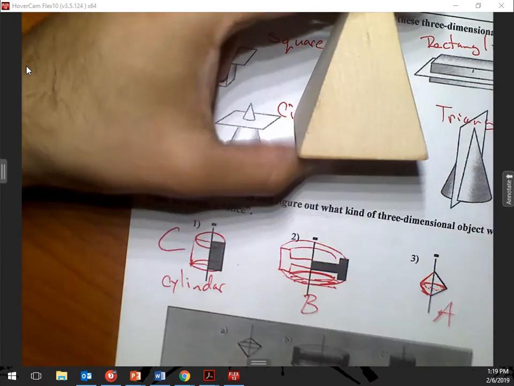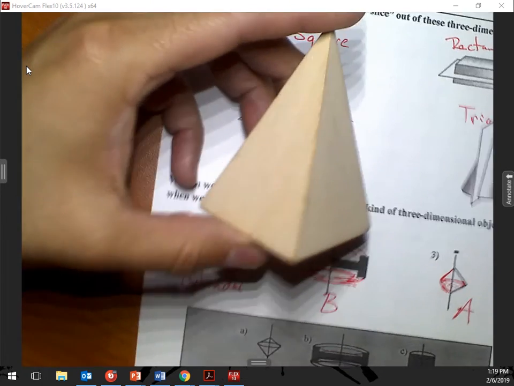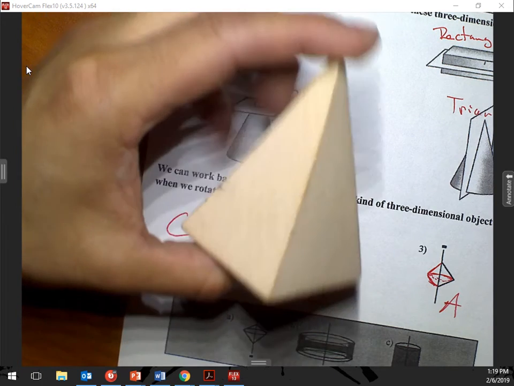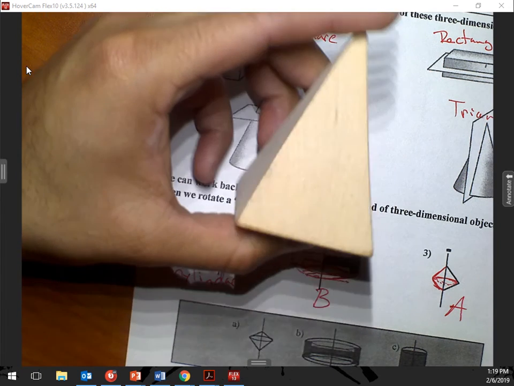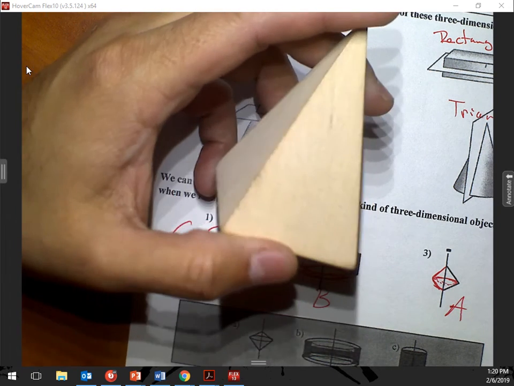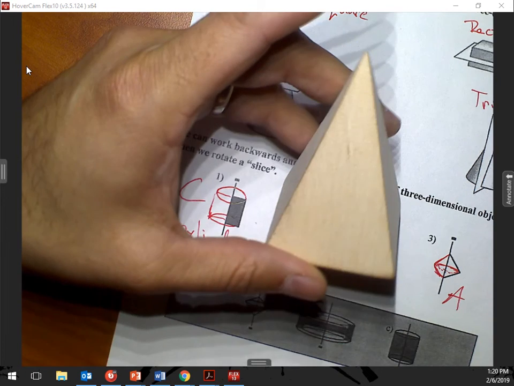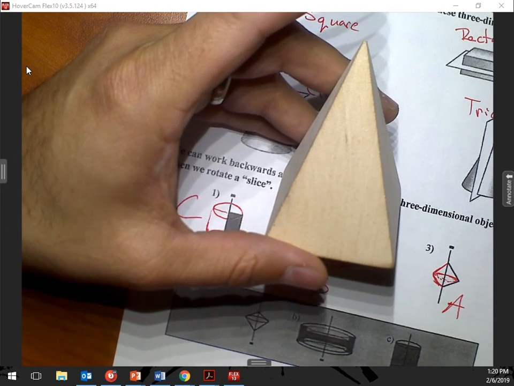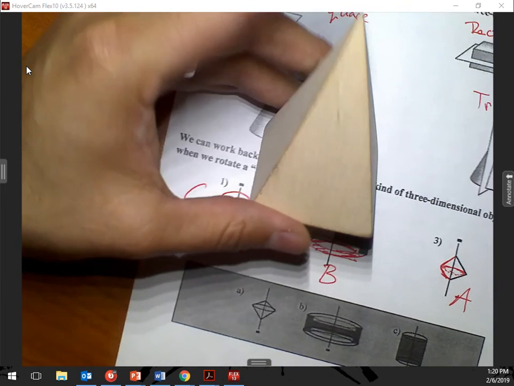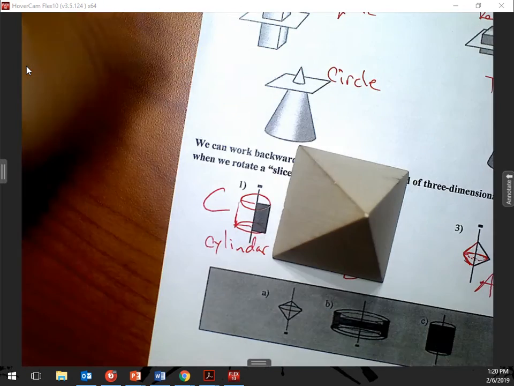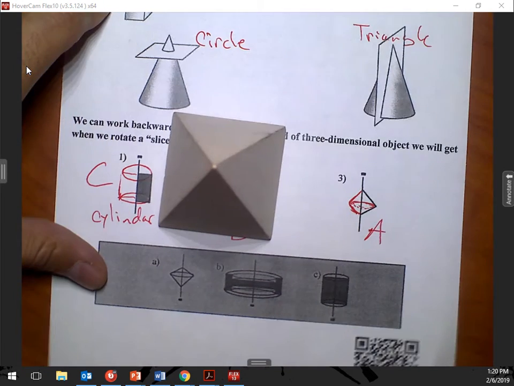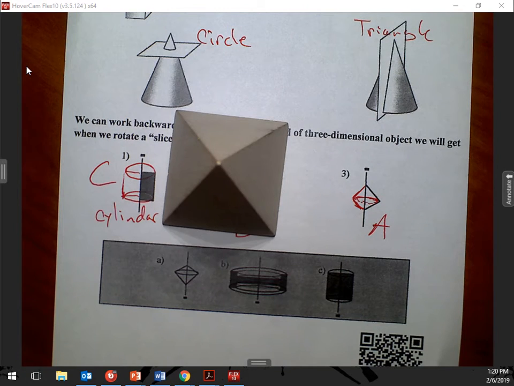What's this thing? Pyramid. Pay attention, you people. Okay, so you guys ready? I'm about ready to slice it parallel to the base. Watch. Wait, hold on. What shape is the cross section going to be? It's a square, because it's a square base, isn't it? Yeah. Okay, good.